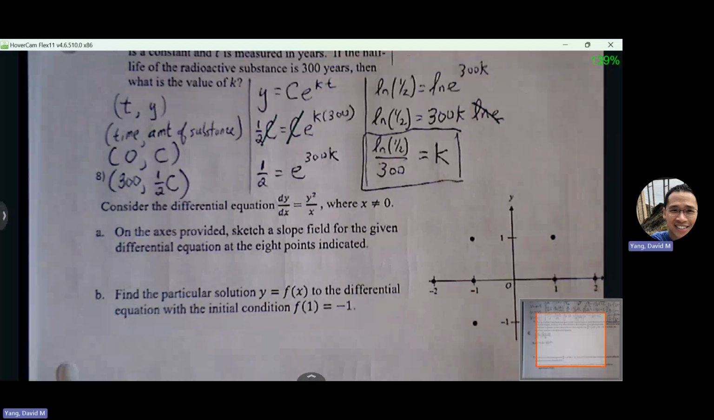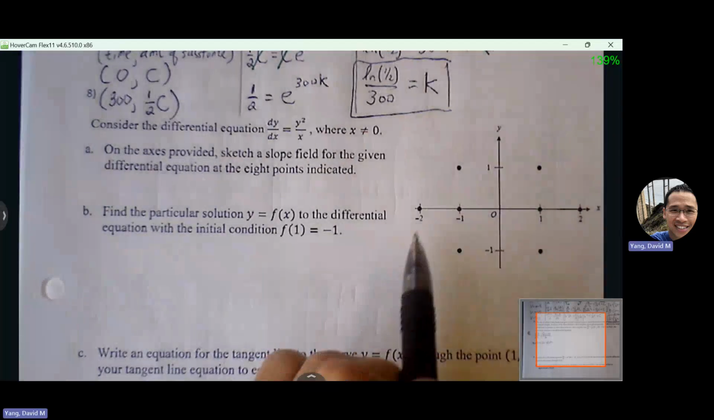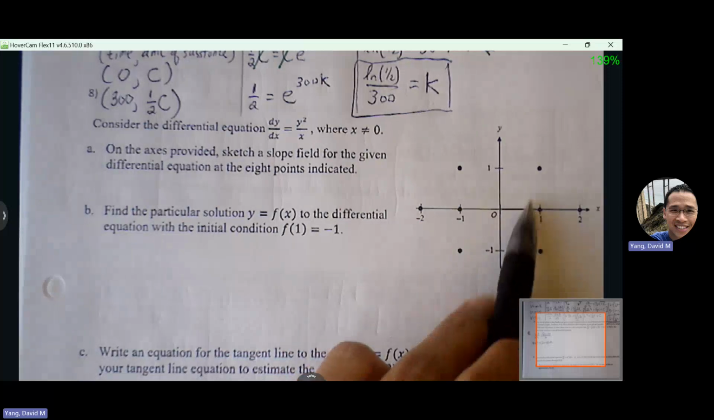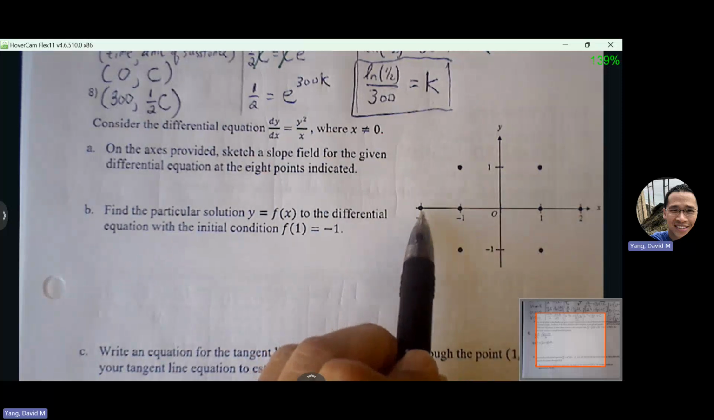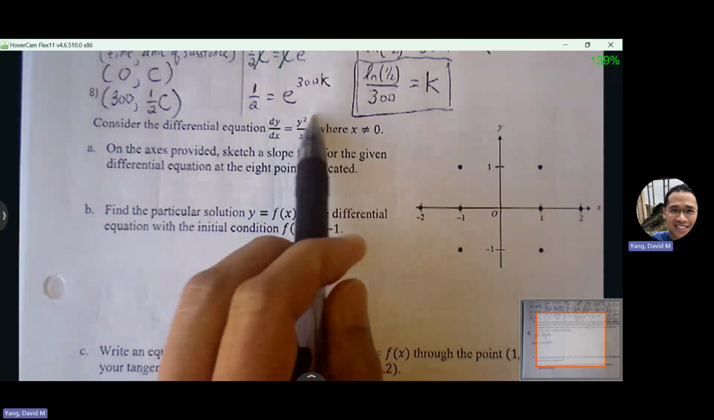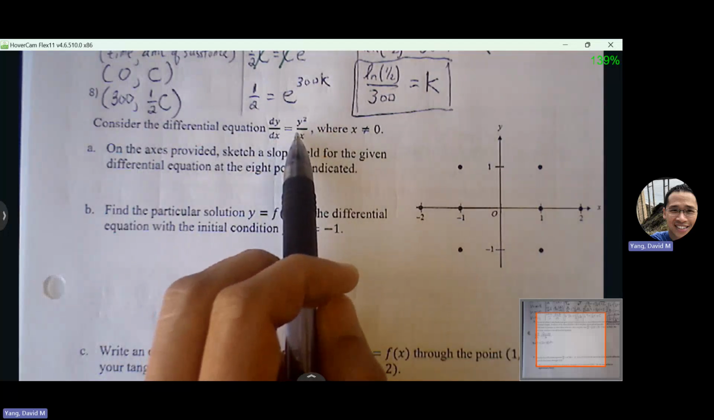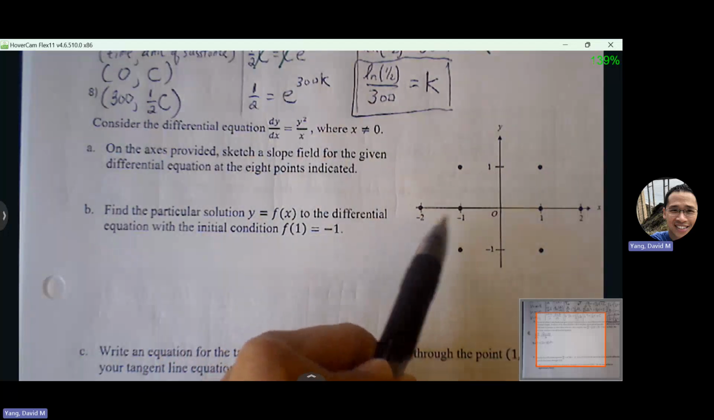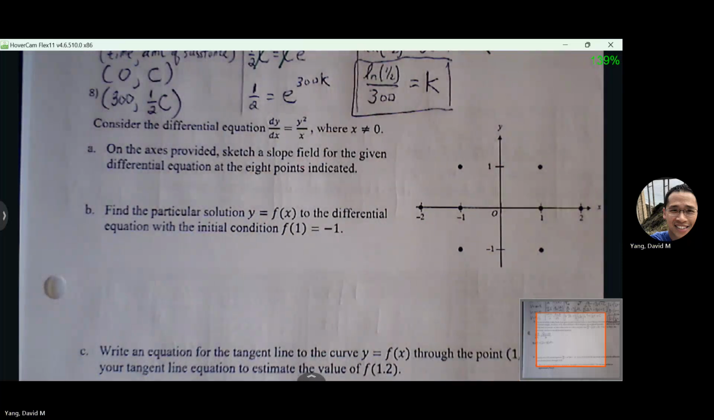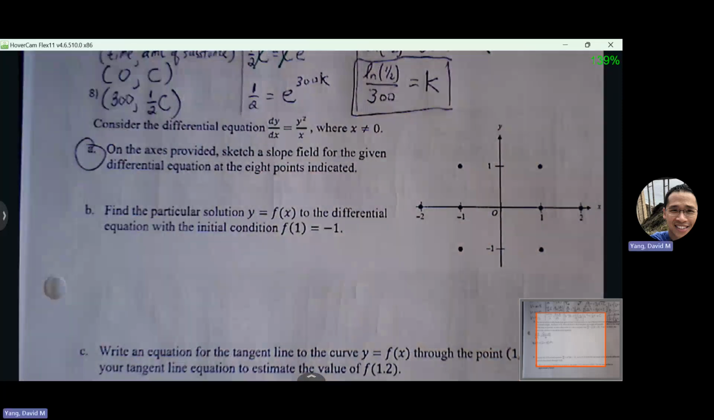Okay, next up, let's create our slope fields across the ordered pairs, the points that are indicated. So all we do is identify the location of the ordered pair, plug into a differential equation, translate that number into a slope value, and then just do a slope segment through that point. It'll either be a positive slope, negative slope, slope 0, or undefined slope. If we get undefined slope, what do we do? Yeah, don't do any line, no vertical line. We just leave that space empty. So try number 8.